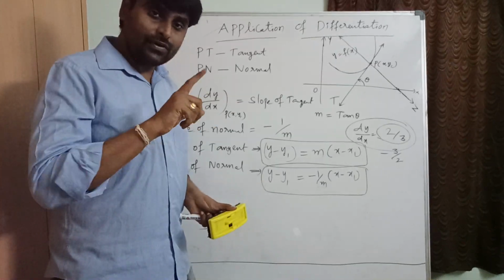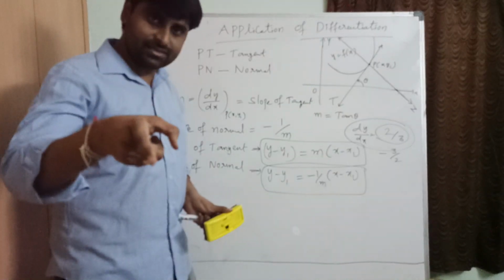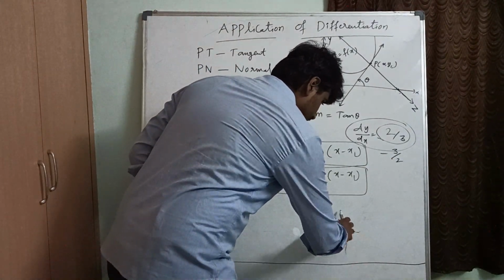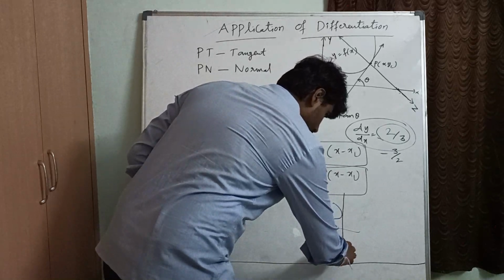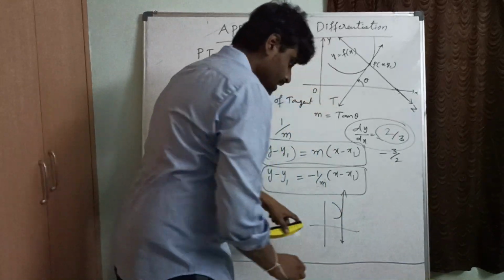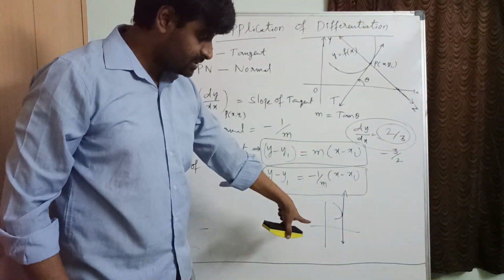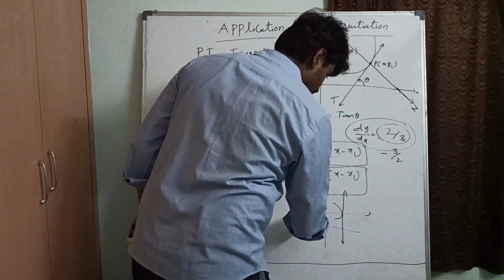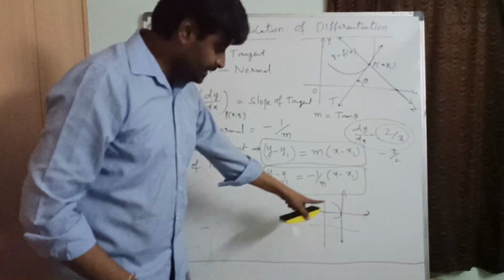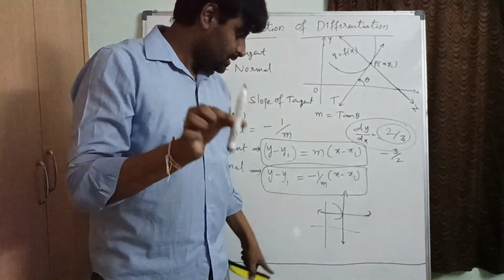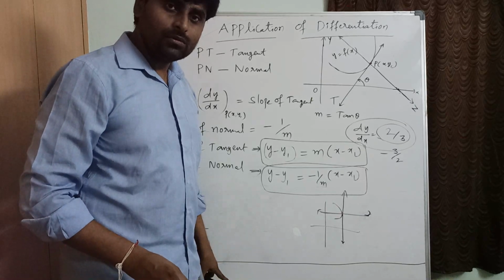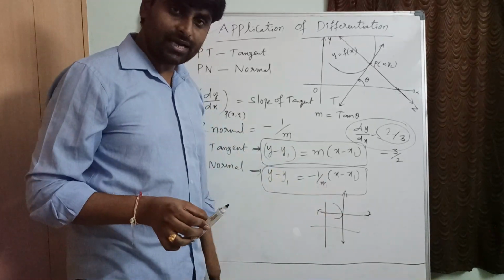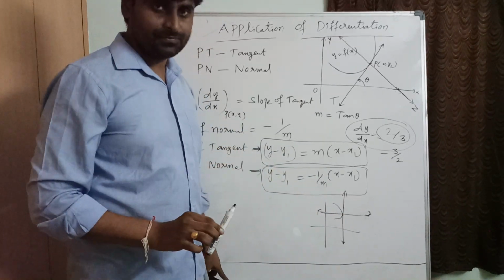And similarly, whenever the tangent is parallel to y-axis, suppose this is the curve and this is the tangent, what happens in this case? Its normal slope will be 0, correct or not? Then the normal will be like this. Whenever the tangent is parallel to y-axis, the normal will be parallel to x-axis, then the slope of normal will be 0, okay.